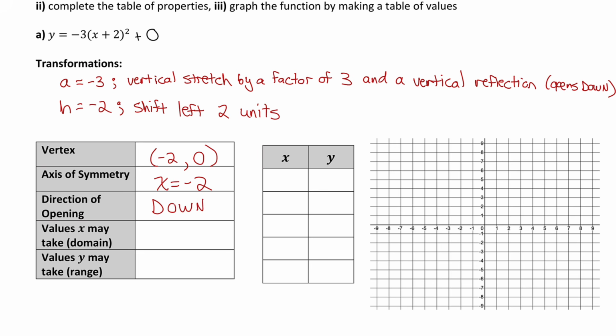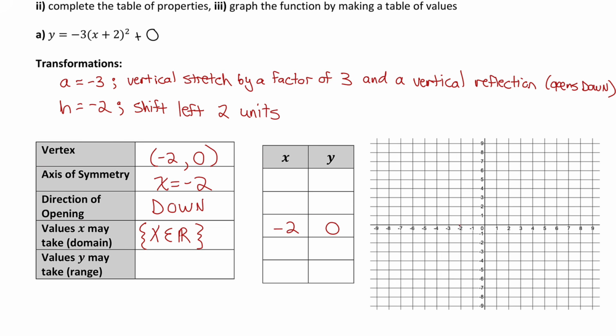Values x may take, well, into this equation, I could input anything I want for x and be able to get an output of y. So for x, we say that x is an element of all real numbers. But for values y may take, let's actually wait to fill that out until after I've graphed the parabola. And to graph it, let's make a table of values. And because I know this parabola will make a U-shape, a parabola, I want points on both sides of the vertex. So I'm going to start by centering the vertex in the middle of the table.